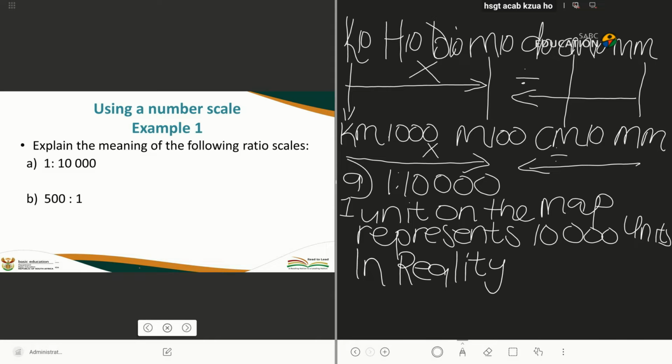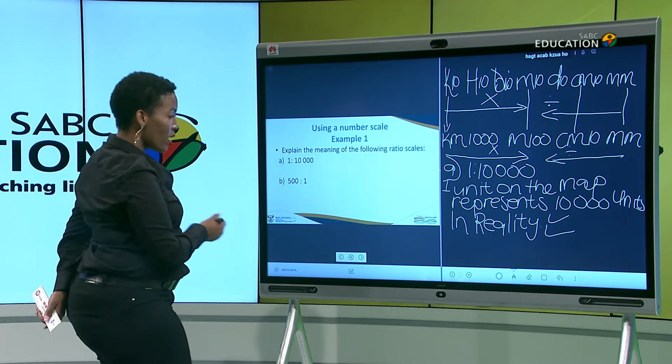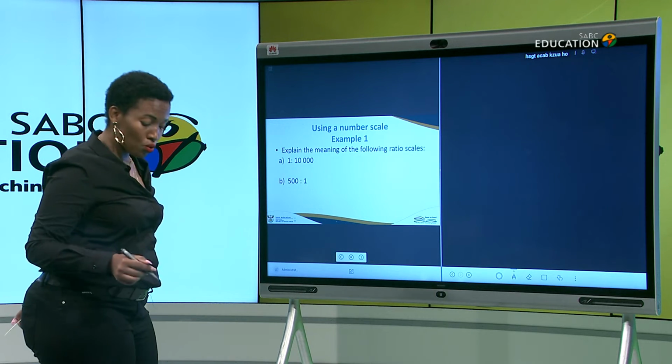That is your answer, and then you get your full 2 marks. That is if you are asked this question in the exam. Normally, it's for 2 marks. And then B, you must also explain the meaning of this scale, which is 500:1.